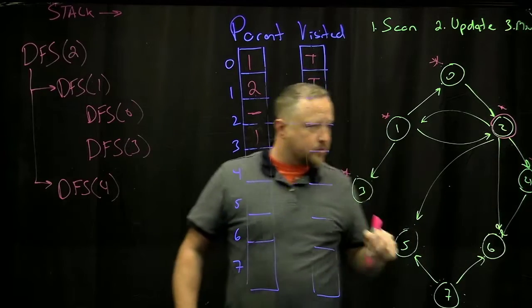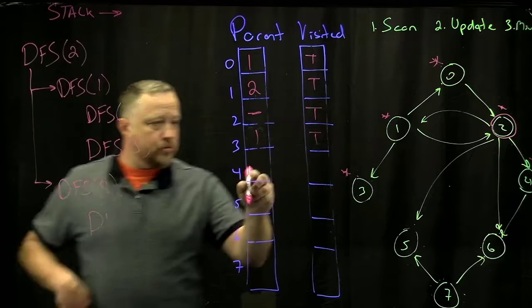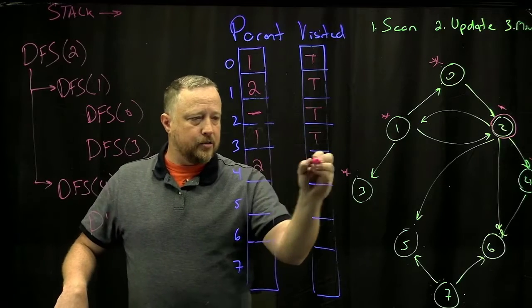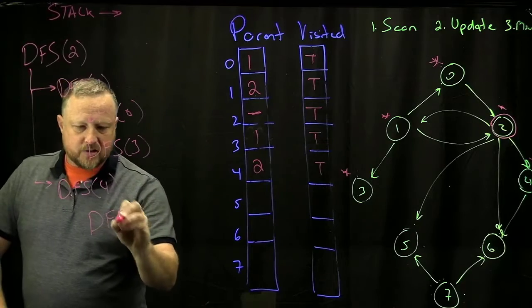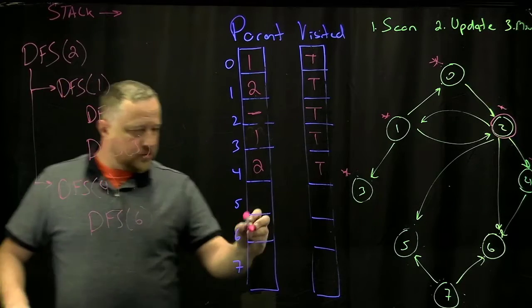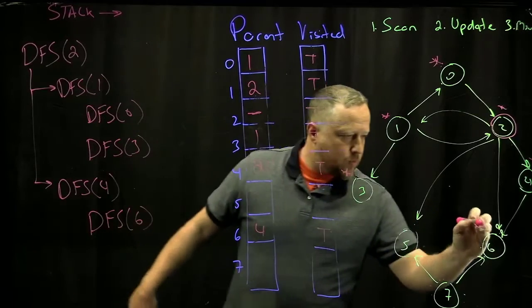Now, what is it connected to? It's only connected to 6. So that's my only option. Oops, I almost screwed this up. 4 got to 2. There we go. I almost screwed that up. Now I have DFS of 6. 6 was connected by 4. Now at 6, what options do I have?